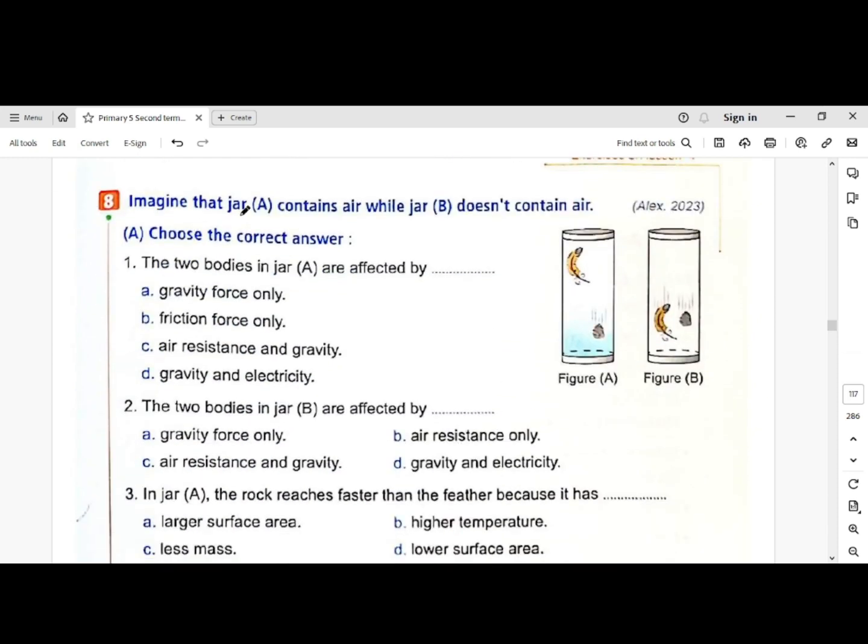Okay. Imagine that jar A contains air while jar B doesn't contain air. So here there is air and here there is no air. Choose the correct answer. The two bodies in jar A are affected by gravity force only, or friction force only, or air resistance and gravity, or gravity and electricity? It says there is air, so surely there is air resistance and gravity. The two bodies in jar B, which has no air, are affected by gravity force only, air resistance only, or air resistance and gravity and electricity. In jar B, it is gravity force only.